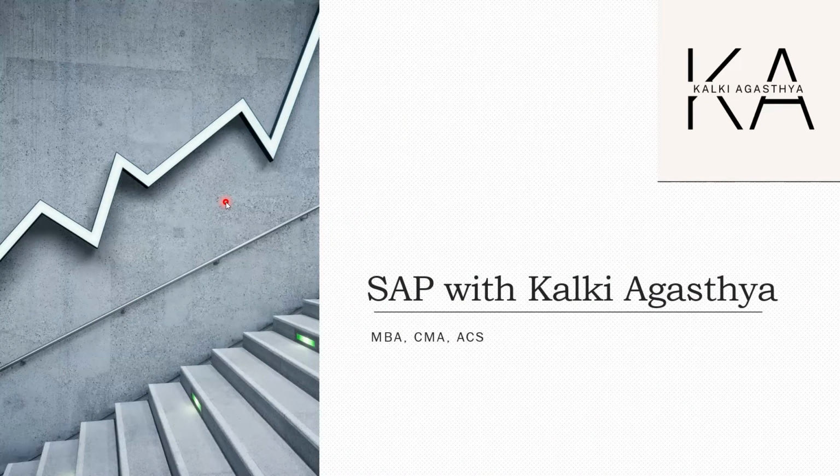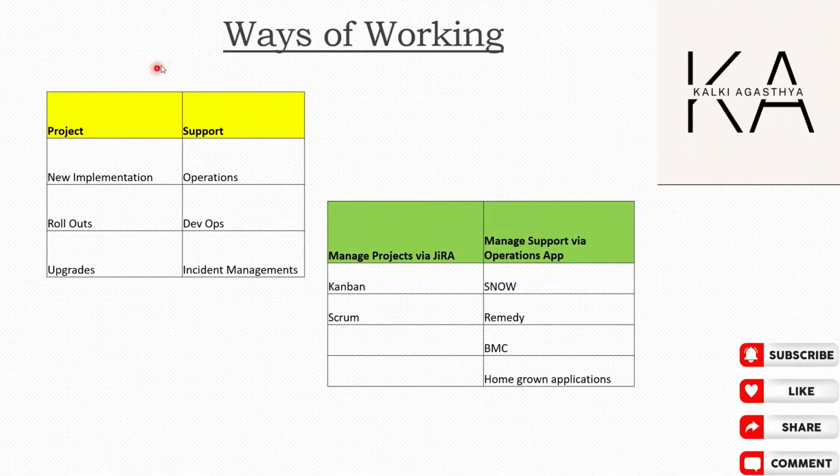Today I'll be taking you all through the ways of working in SAP. Right? So generally operations in SAP are divided into two stages. One is project and the other one is support. Under project, we can notice new implementation, rollouts and upgrades, and under support, we can notice operations, DevOps and incident management.